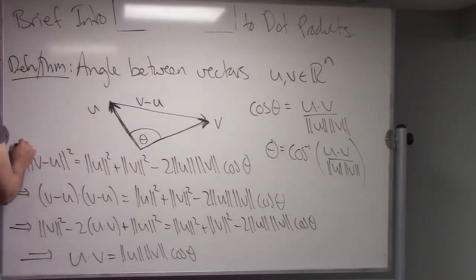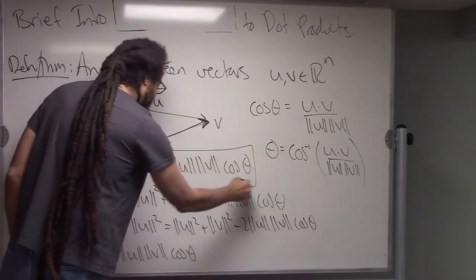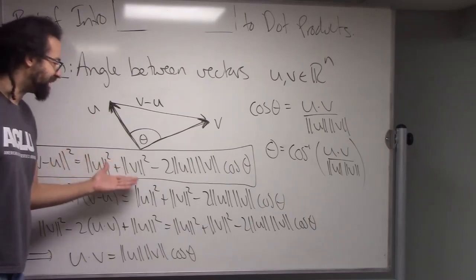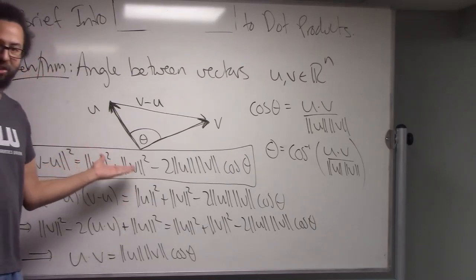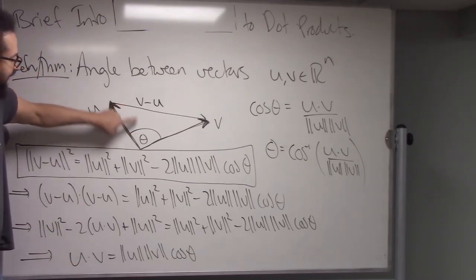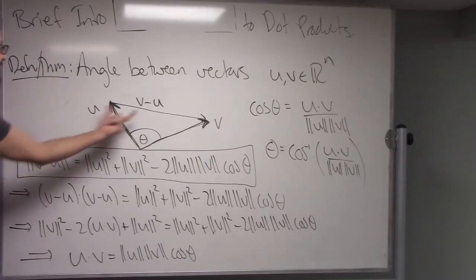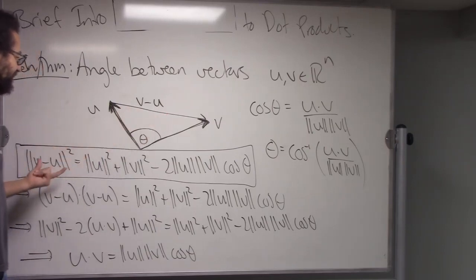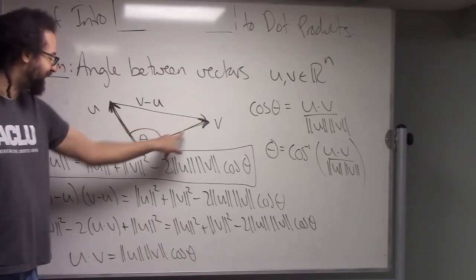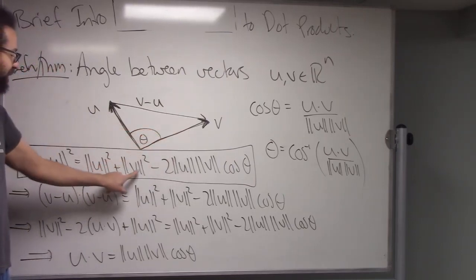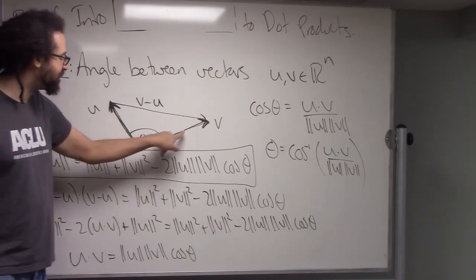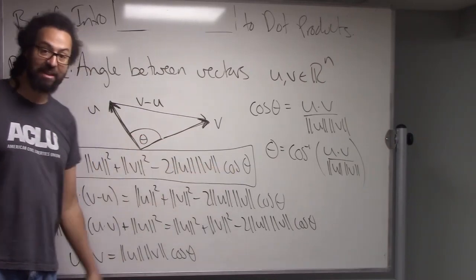So here's the pivotal step. This is the crucial observation. Where do I start? Well, right here. And where does this come from? This is exactly the law of cosines. Remember, the side opposite the angle theta: the length of this side squared is equal to the length of this side squared plus the length of this side squared. So magnitude of u squared plus magnitude of v squared minus 2 times the magnitude of u times the magnitude of v times cosine theta.